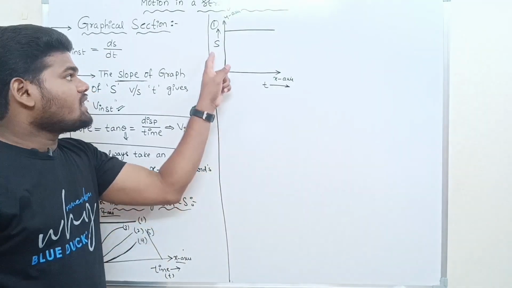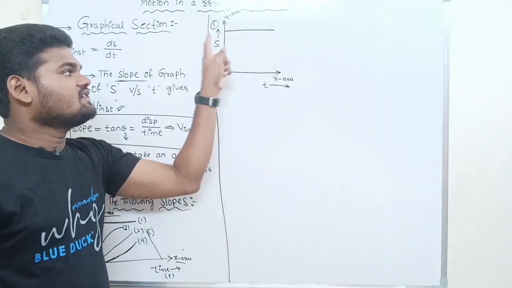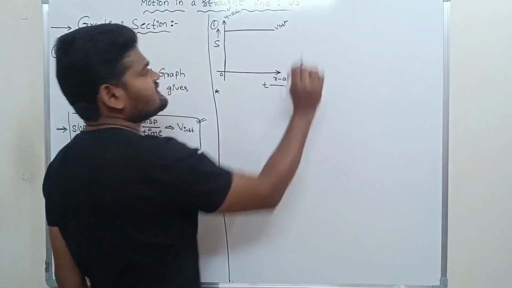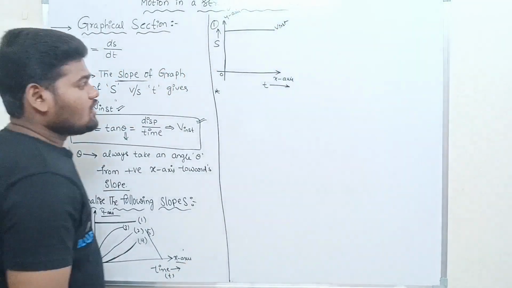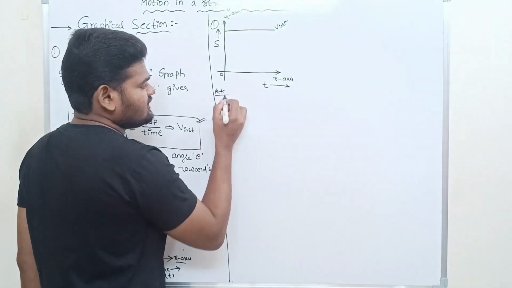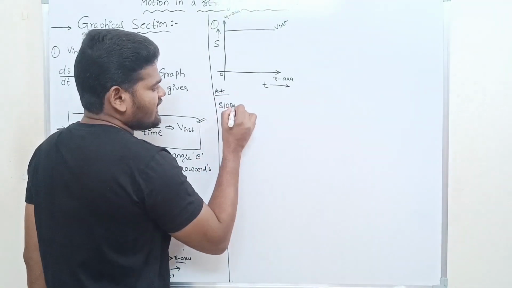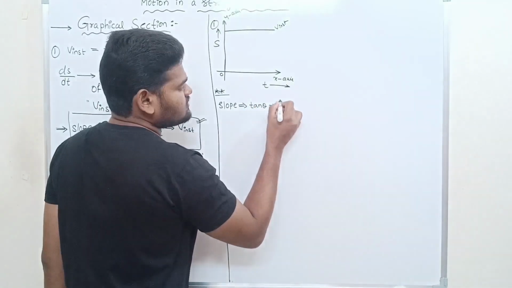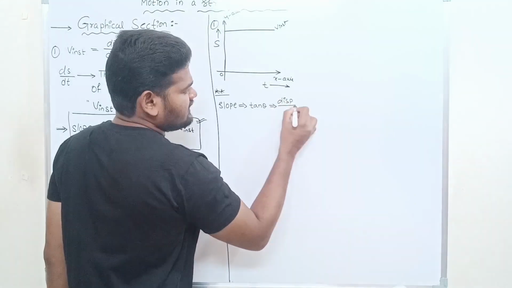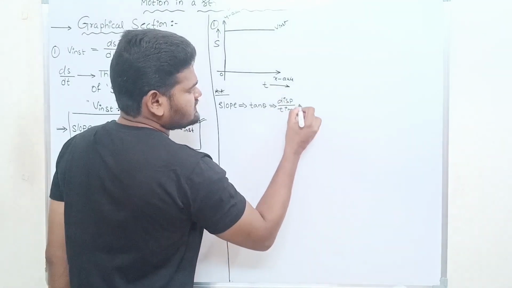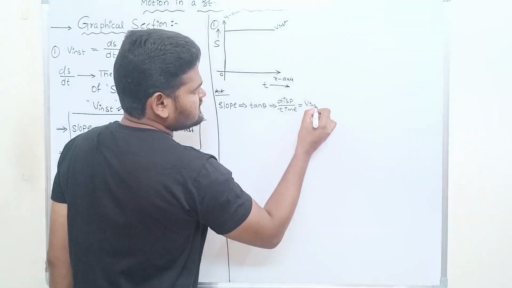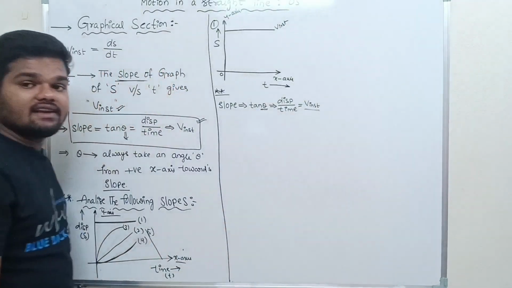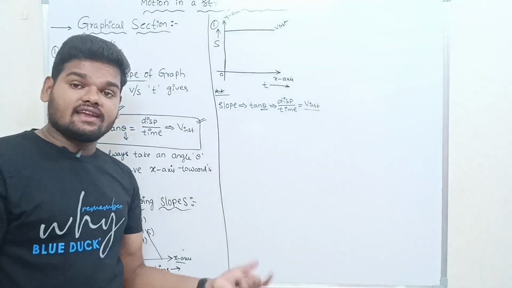Okay. The slope of the graph of s versus t gives what? Instantaneous velocity. That means this slope gives what? Instantaneous velocity. How to find the instantaneous velocity? By taking an angle theta. So we have the formula. Slope is equal to tan theta is equal to what? Displacement by time, which is equal to what? Instantaneous velocity. So instantaneous velocity depends upon what? An angle theta. How to measure an angle theta?